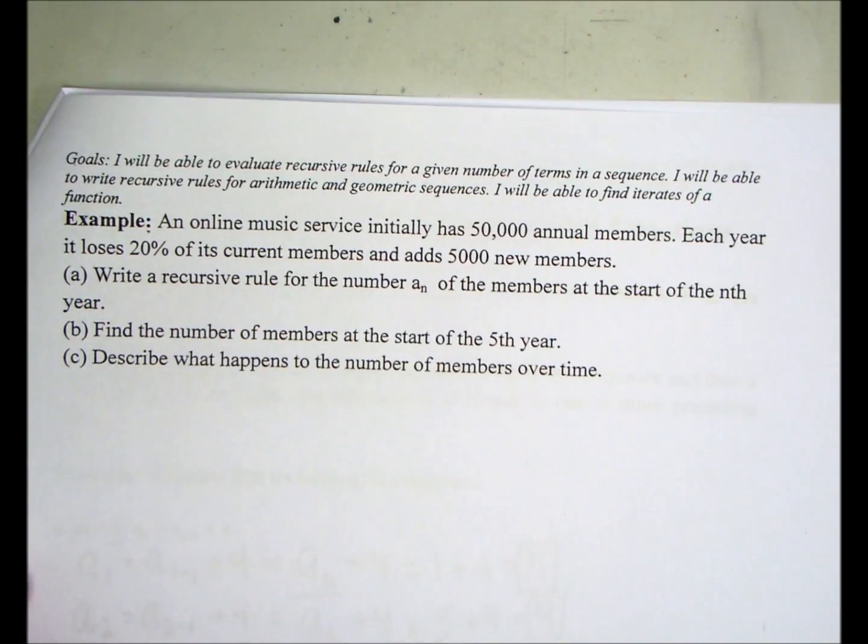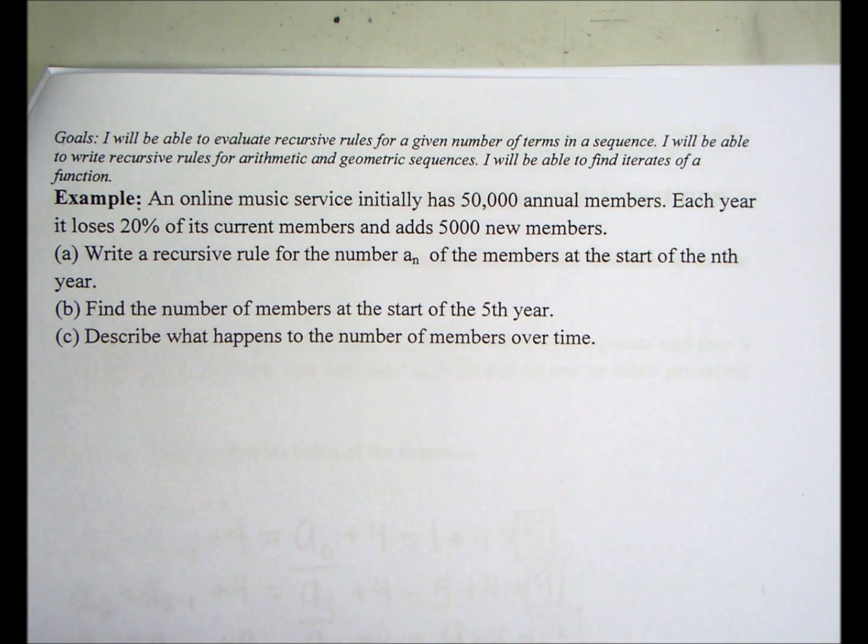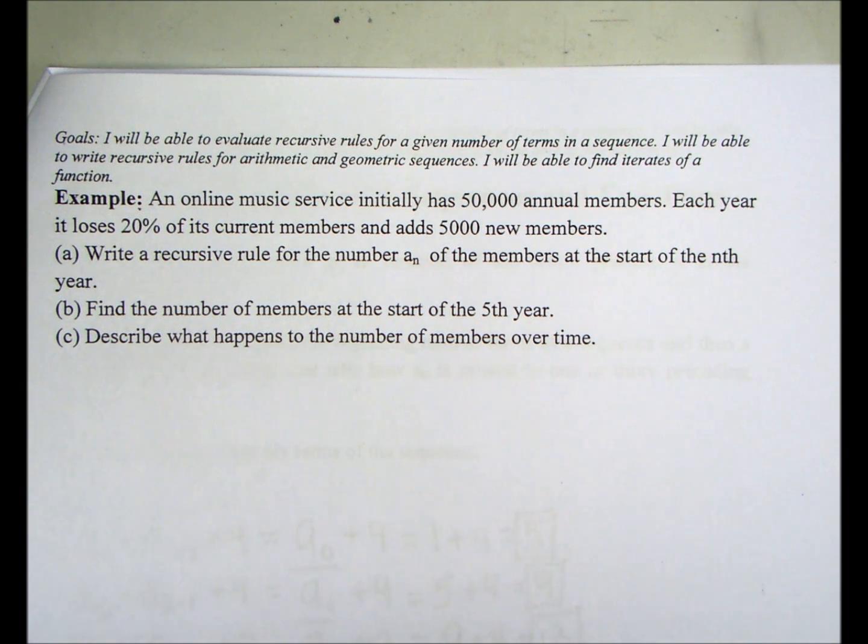Alright, and now the last problem that we are going to do, I will do with you guys. So it says an online music service has initially 5,000 annual members. Each year it loses 20% of its current members and adds 5,000 new ones. So the first thing we're going to do is write a recursive rule, just like we did at the beginning of this section. Then we're going to find the numbers at the 5th year and describe what happens to the number of members over time.